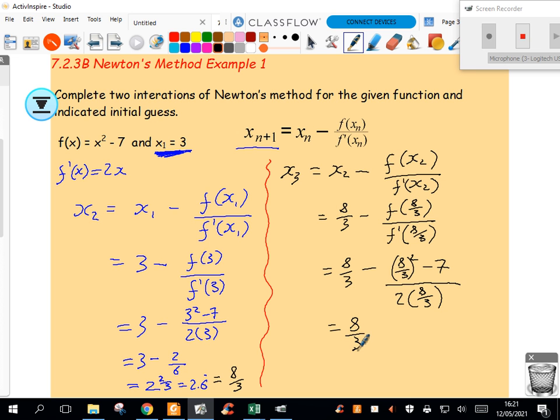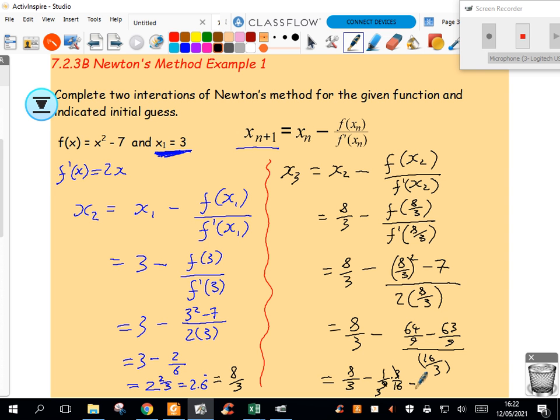So 8/3 minus, here we'd have 64/9 minus 7, well 7 is 63/9, so I might just write that like that, all divided by 2 times 8/3, well that's 16/3. Simplifying here, I'm going to get 8/3 minus, on the top 64/9 minus 63/9, that's 1/9. And dividing by 16/3 is the same as multiplying by 3/16. A little bit of cancellation here. 3 will cancel with that 9, leaving 3 on the bottom, over 16.